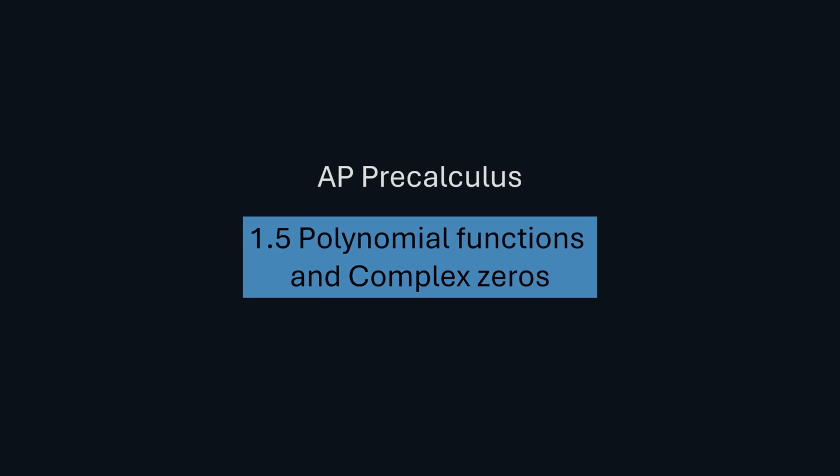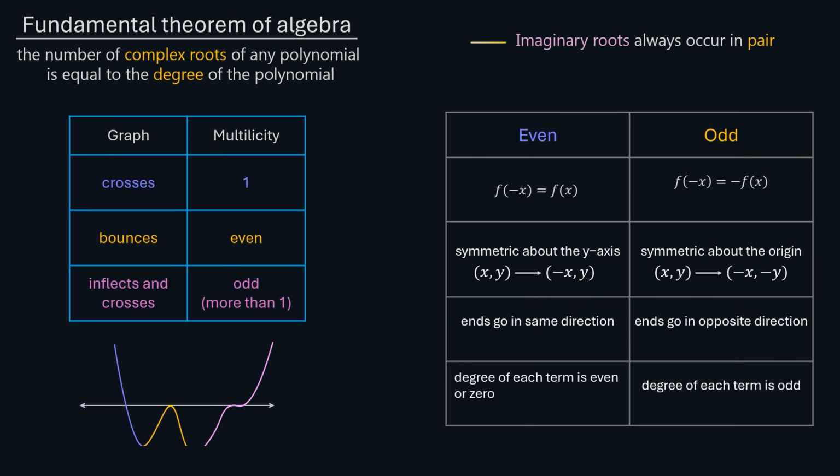Today, we will be solving questions based on 1.5 polynomial functions and complex zeros. You can download this quick revision sheet from the description below.